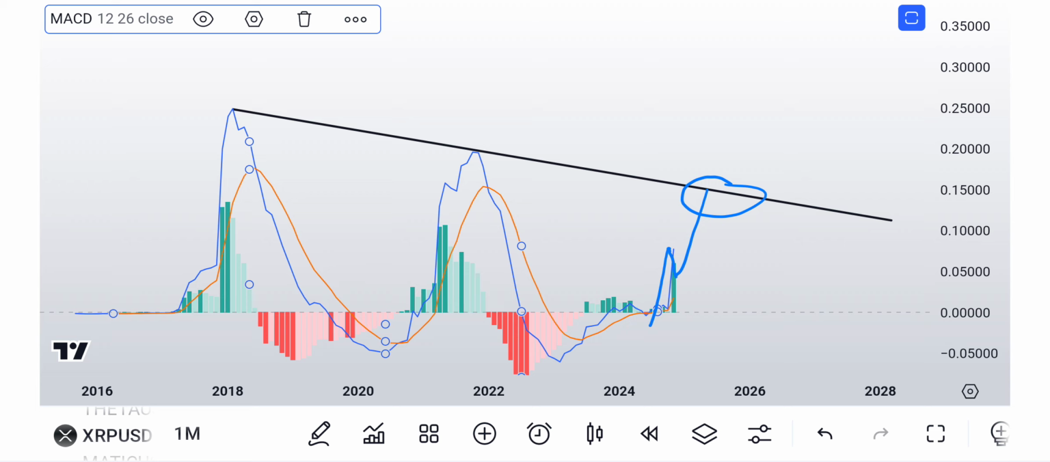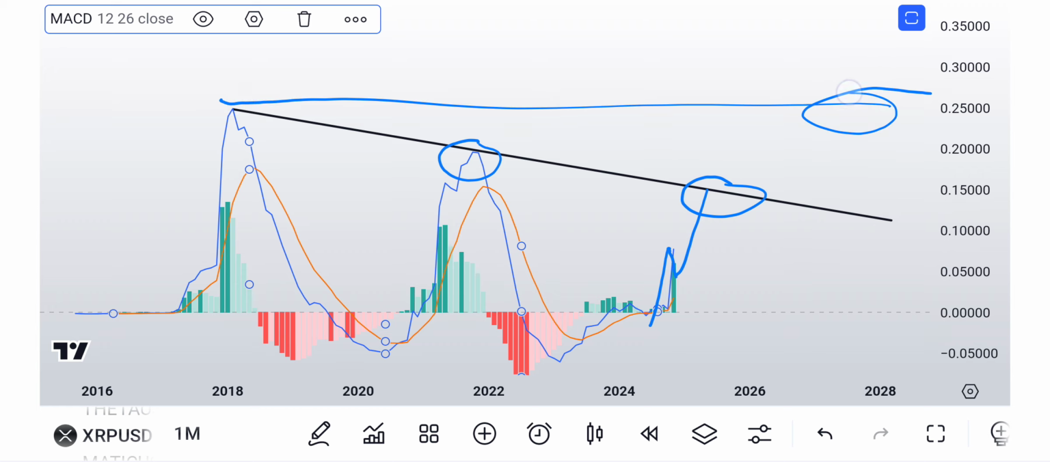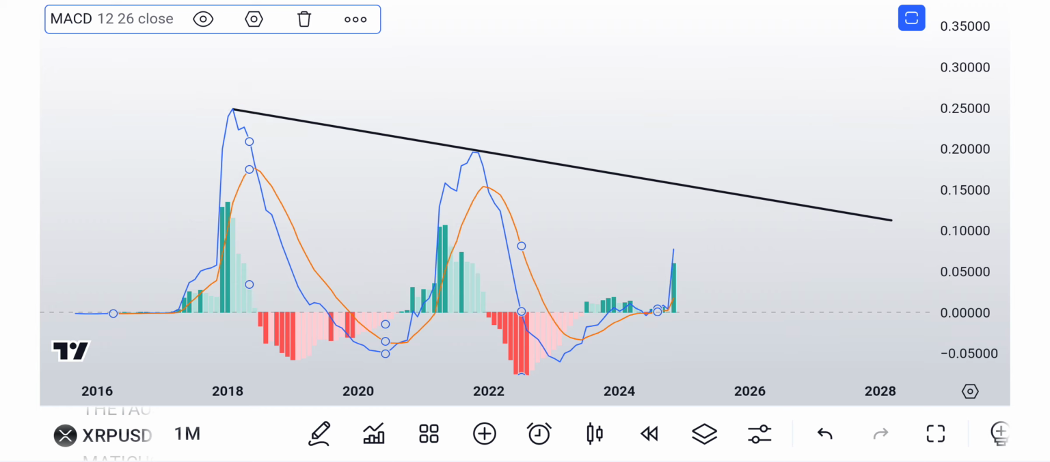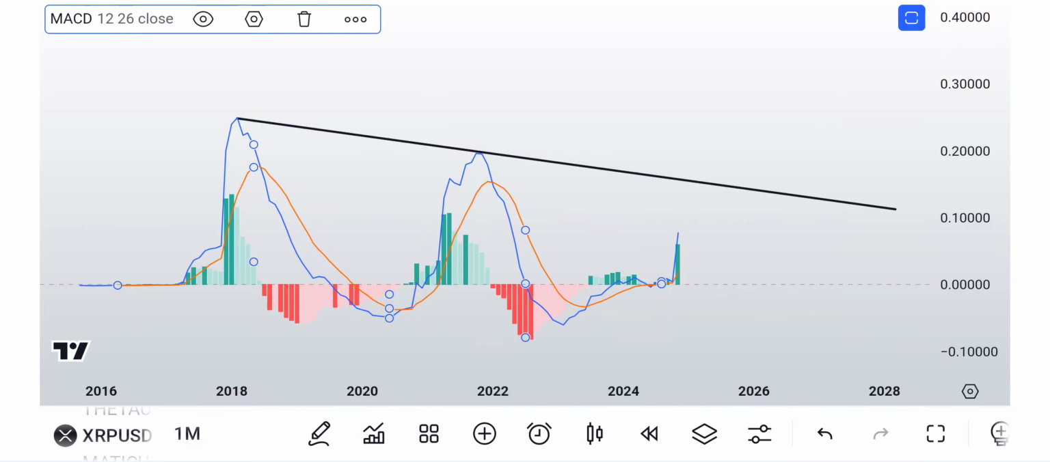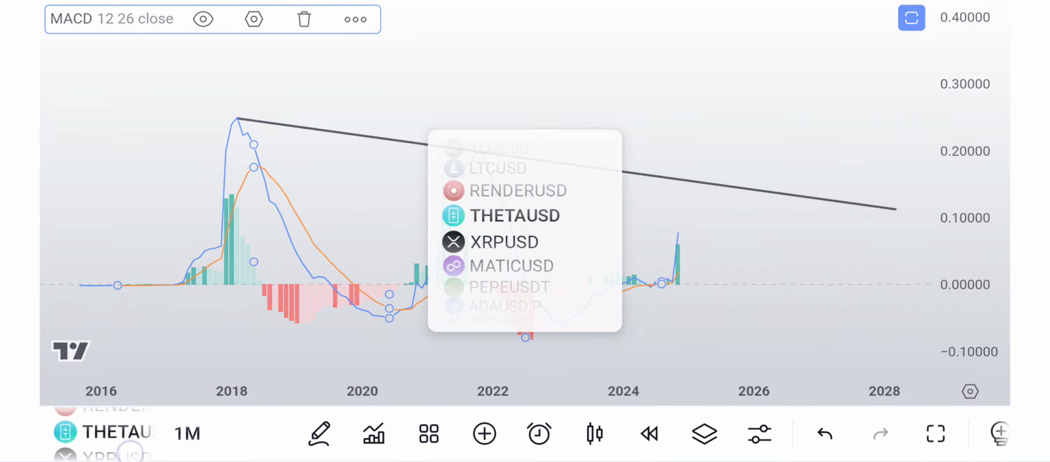The reason why is because this MACD was a lot lower, because it was only a retracement. So we need to get back up here, right? So we have to break it. If we don't break it, it's not going to be that good. But yeah, it looks great. All right, let's look at Theta.